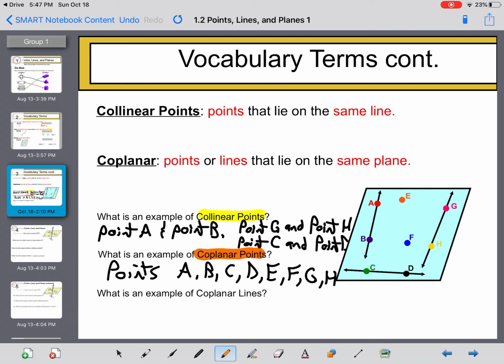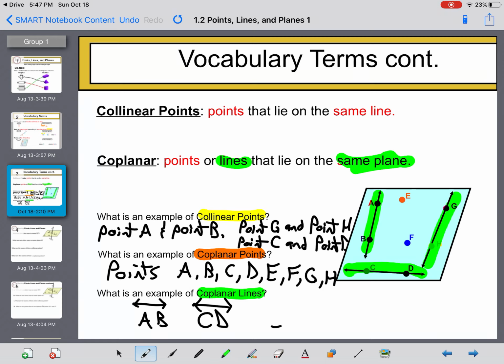Now they also ask about coplanar lines. Well, coplanar lines are lines that are on the same plane. So we already know that. Line AB, line CD, and line GH.